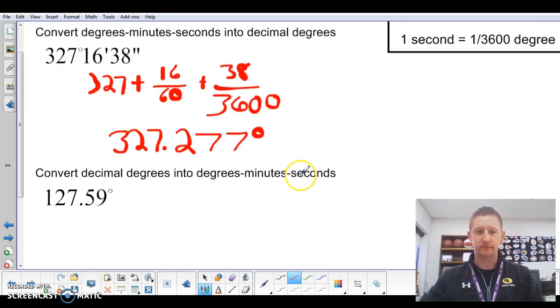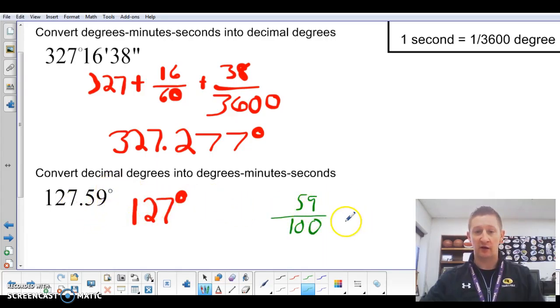Now let's go the other way. Here I have 127.59 degrees. Here I'm going to use a little bit of proportion work. So this is going to be 127 degrees. And then I got to figure out how many minutes that would equal. Well, here's how I do that. Instead of with some proportions, I'll change my color a little bit. What I really have is 59 hundredths of a degree. Okay, so 0.59, that's 59 hundredths of a degree. I want to know how many minutes that is.